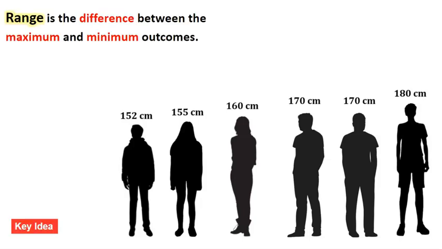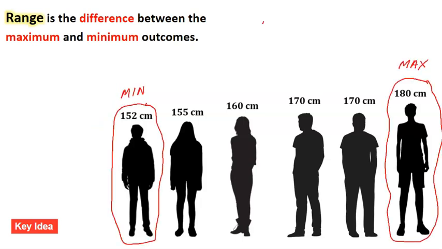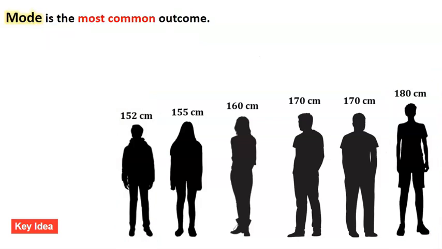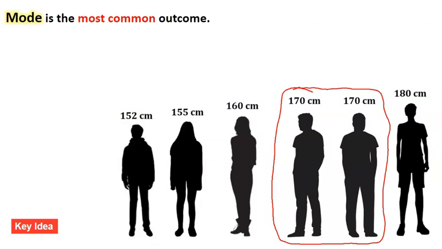Range. Range is the difference between the maximum and the minimum outcomes. It shows us how spread out the data is. Mode. Mode is the most common outcome. It tells us which result appears most frequently.